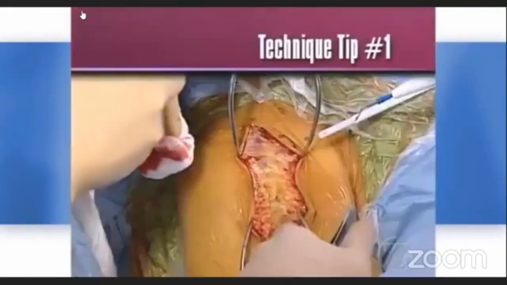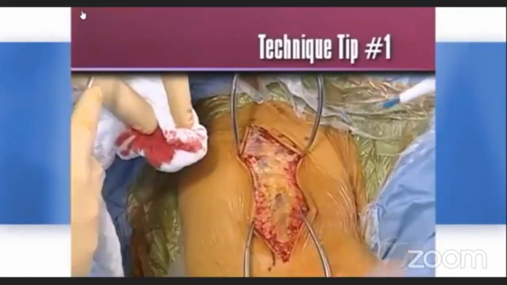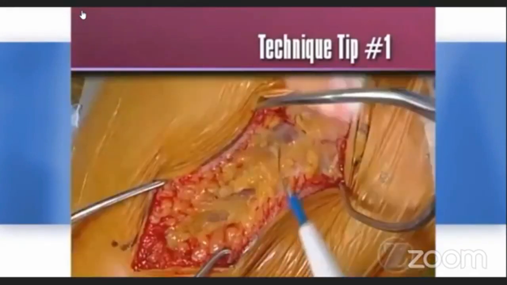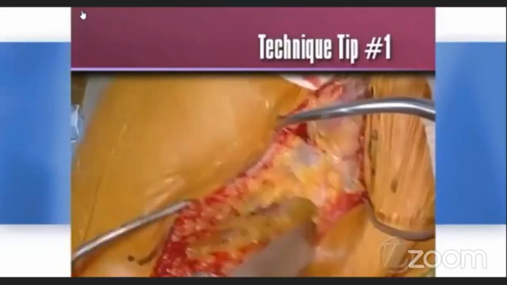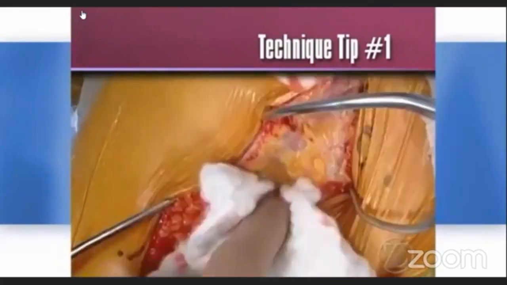There's a fair amount of adipose tissue in this patient, and sometimes it's very useful to just put your finger in and shift it. We need to note where the cephalic vein is, whether it will be taken medially or laterally.